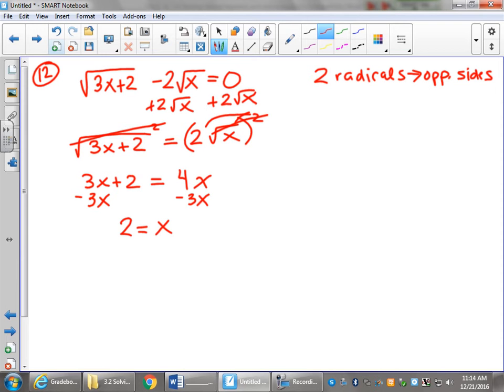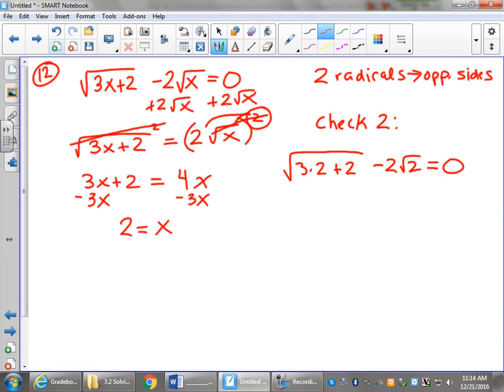Yes. We did what? Raised to an even power here. So we're going to go ahead and quickly check. So 3 times 2 plus 2 minus 2 radical 2 equals 0.